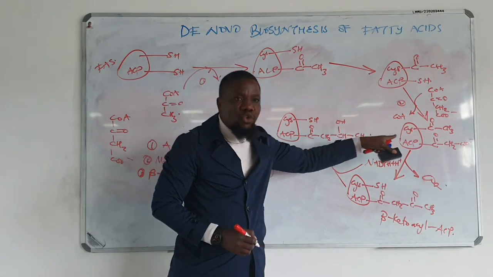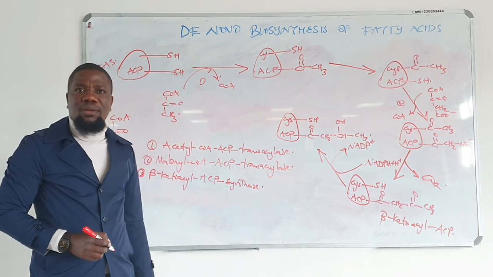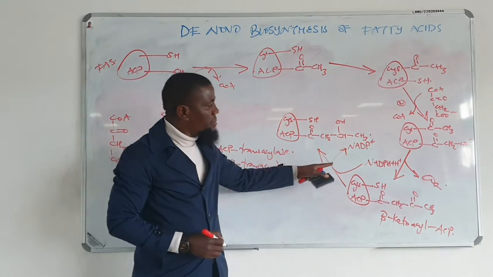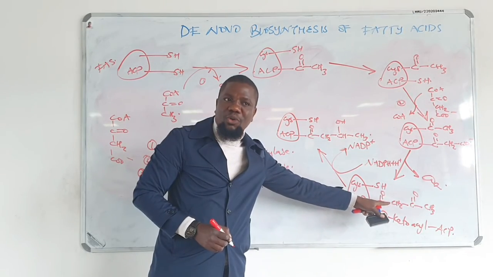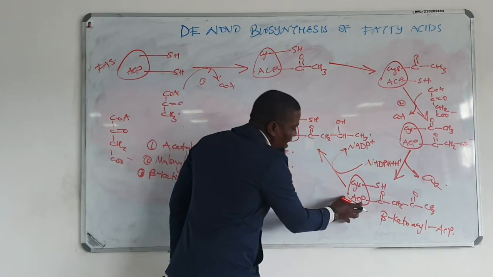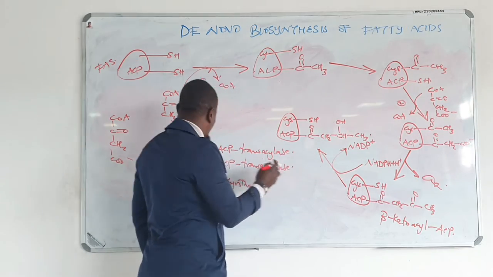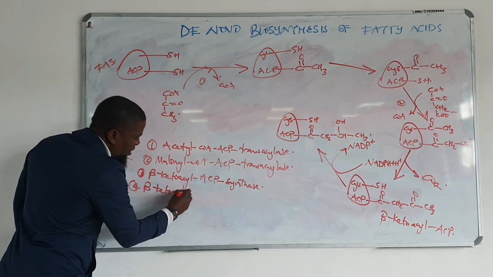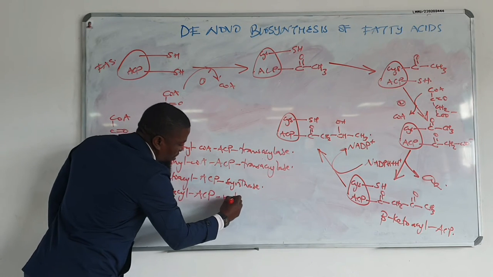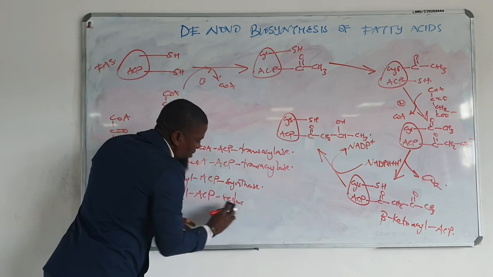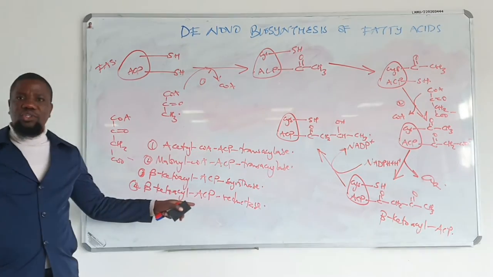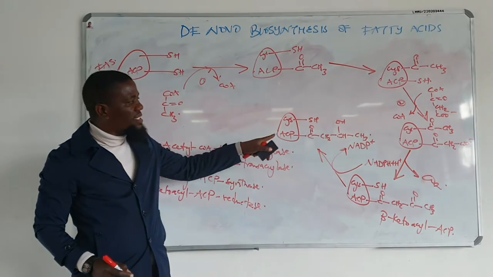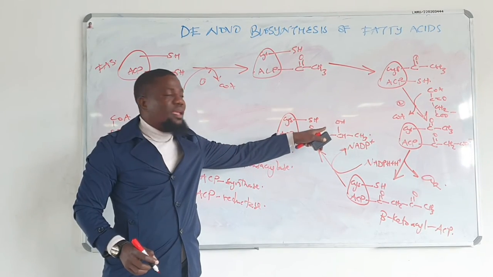This is a beta hydroxy ester. Right? This is a beta hydroxy ester. And it is formed by the reduction of the beta keto. So the name of the enzyme is substrate plus the name of the reaction. So the enzyme is going to be called beta keto ester ACP reductase. It's reducing a beta keto ester. Right? And the product is the beta hydroxy ester ACP.